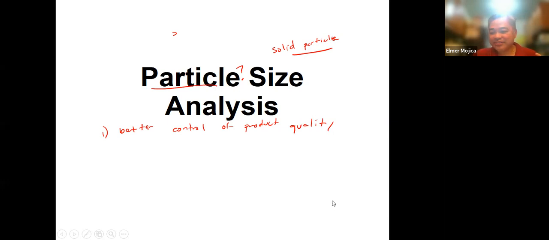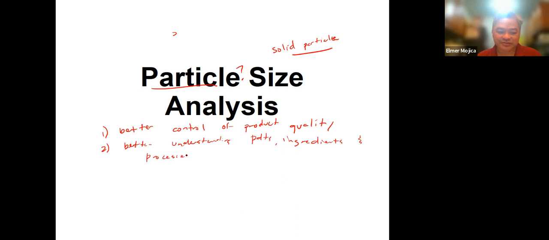What are the benefits of this? Ability to charge a higher premium for your product, reduce the customer rejection rates and lost orders, demonstrate compliance in regulated markets. And the second one is the better understanding of products, ingredients, and processes. So it has many applications.